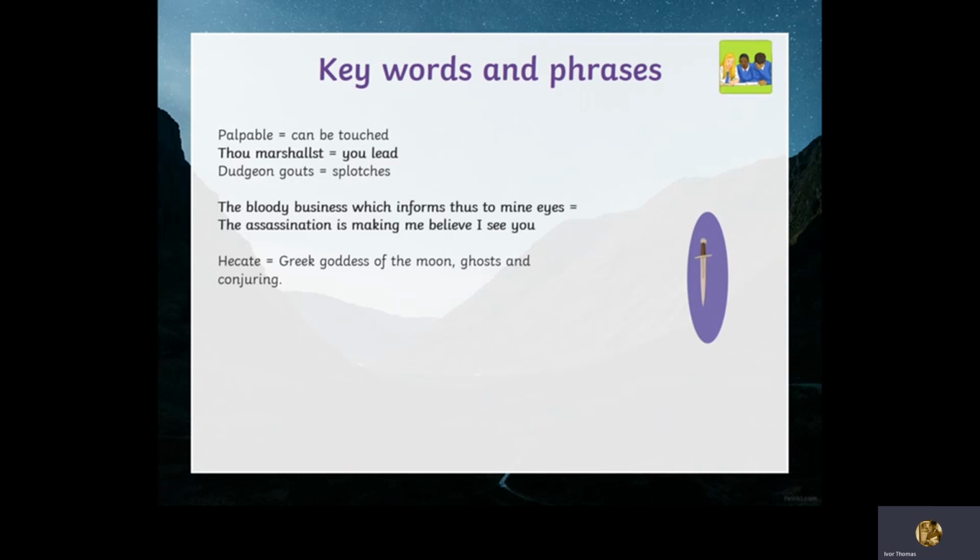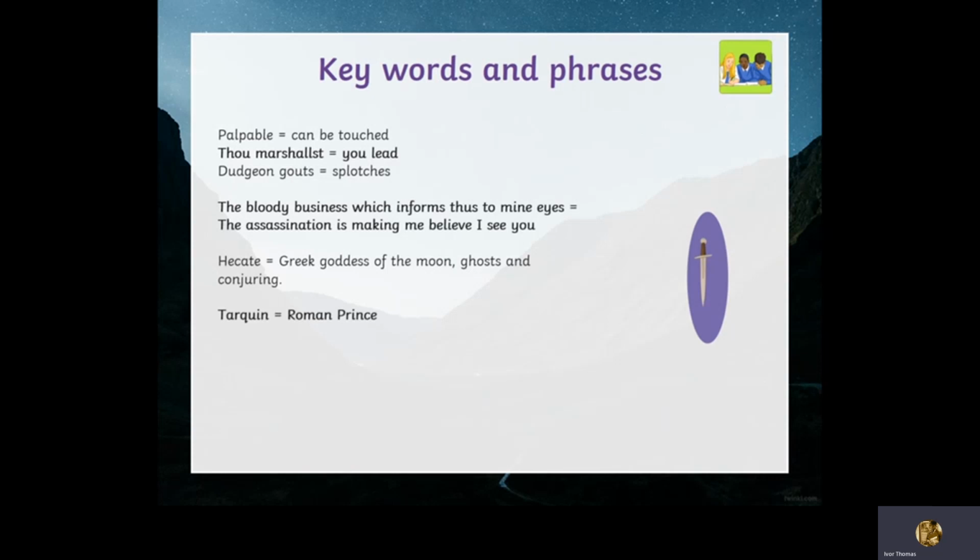Hecate is a Greek goddess of the moon, ghosts, and conjuring, basically a divine witch, and she has familiars including a black dog and a polecat, so a very witchly sort of character.